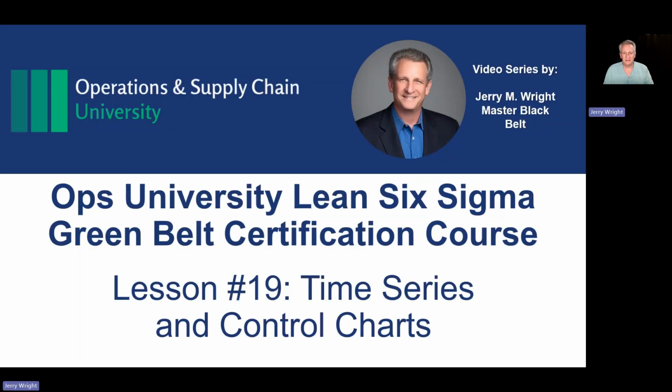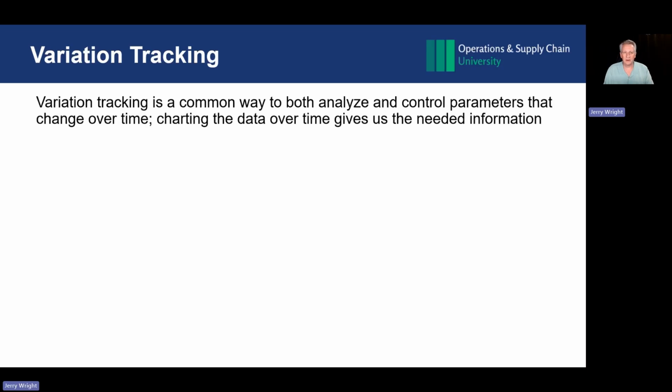I'm Jerry Wright. This is lesson number 19, Time Series and Control Charts. So variation tracking, why would you want to do a time series or a control chart? Well, we want to look at variation. Variation tracking is a common way to both analyze and control parameters that change over time. Charting the data over time gives us the needed information to look at what we need to potentially change or adjust or work on reducing.